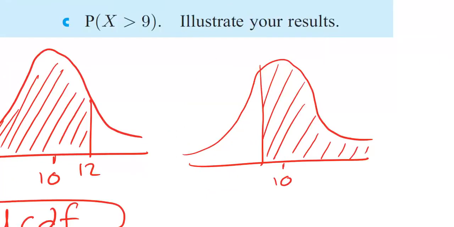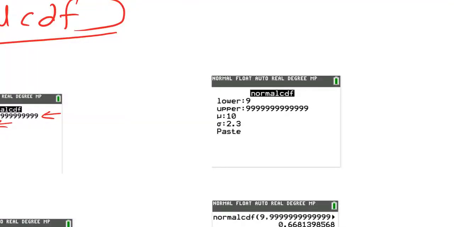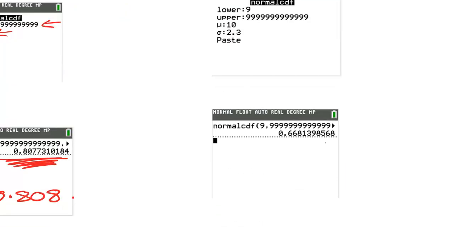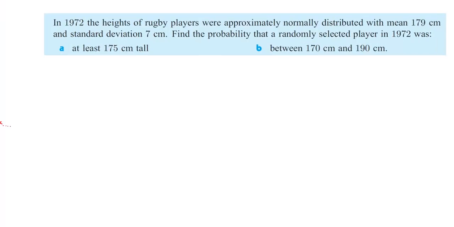So of course, in the final part of this, we need to know what the probability is when we're greater than 9. So clearly in this one, our upper boundary will be positive 9999999 forever. And our lower boundary here is going to be 9, right? That's how we're going to work this out. So exactly the same, normal CDF, lower boundary 9, upper boundary 9999999. We've got mean of 10, standard deviation 2.3, press the buttons, and we are left with this answer. Check that you can get the same answers as me. This one is 0.668.